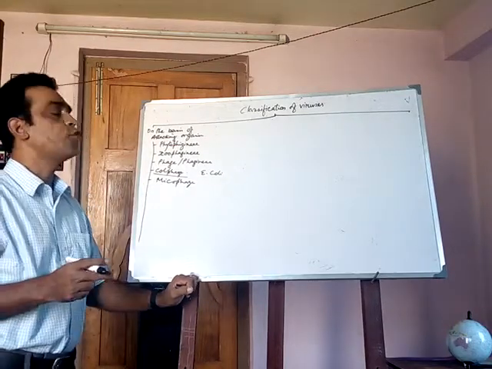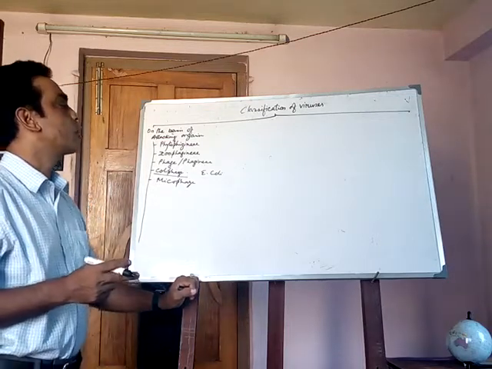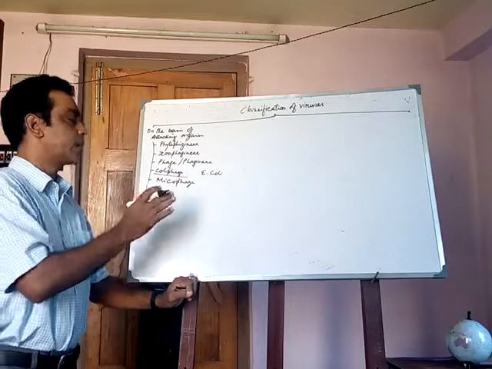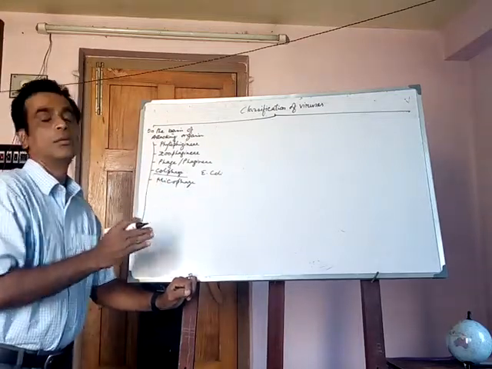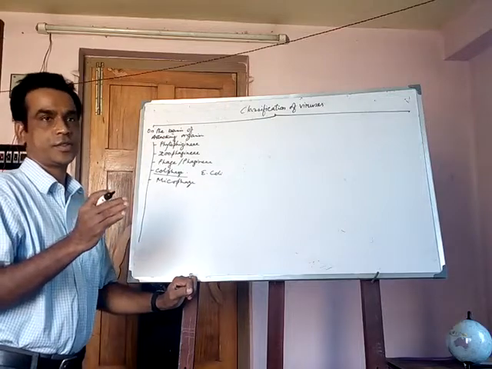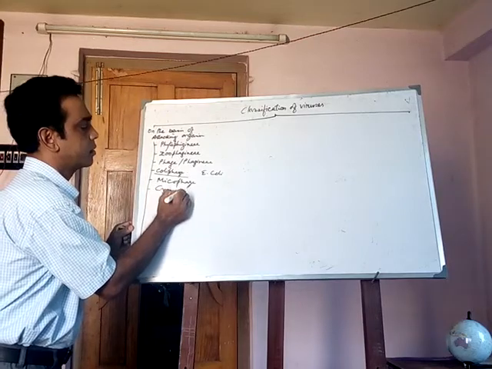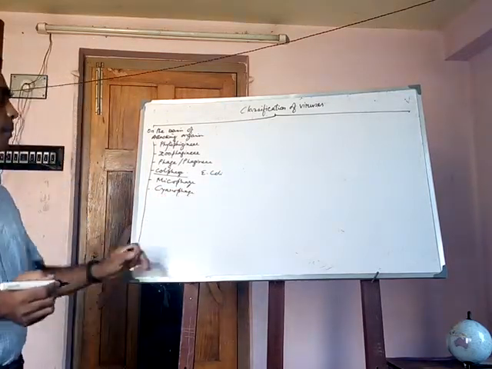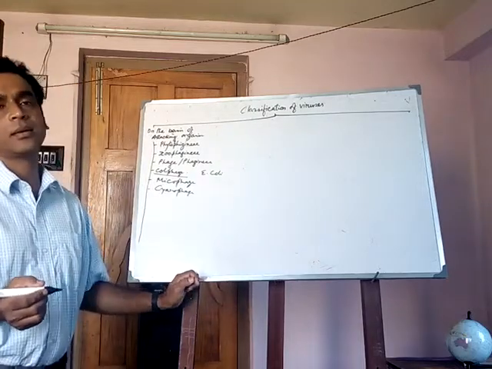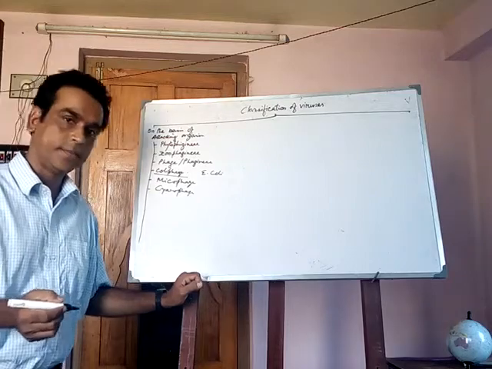Next, mycophage. The class of viruses that attack only fungal bodies is mycophage. Then cyanophage: those types of viruses attack only the organisms of blue-green algae.